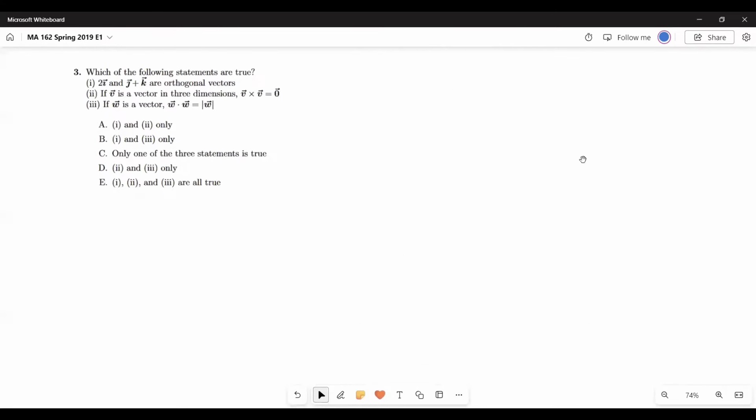Okay, so this question asks which of the following statements are true. Let's look at it. Number 1, 2i and j plus k are orthogonal. So you can write 2i as 2, 0, 0, and j plus k as 0, 1, 1. To check if they are orthogonal, you take the dot product of those two vectors and check that it is equal to 0.